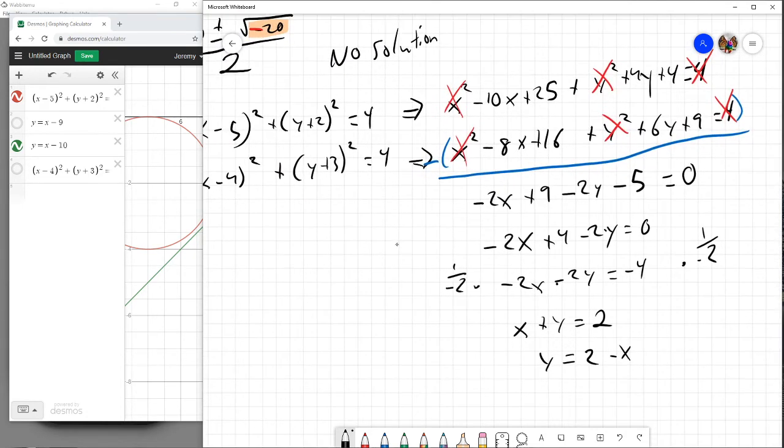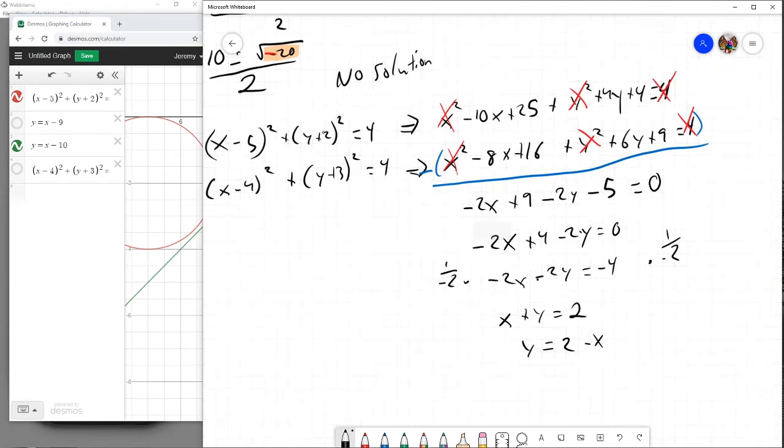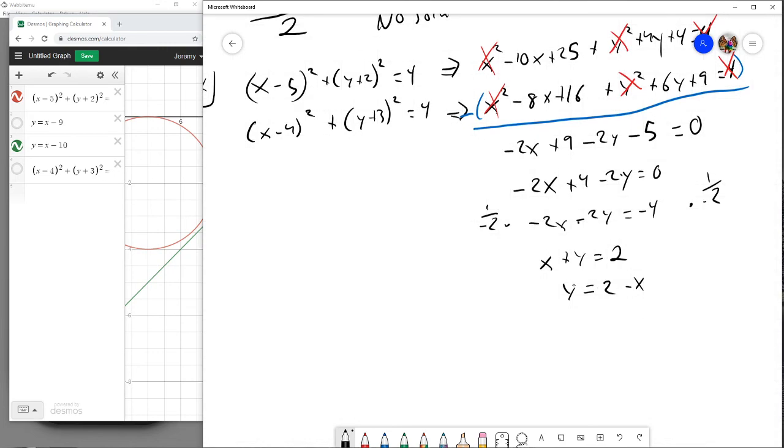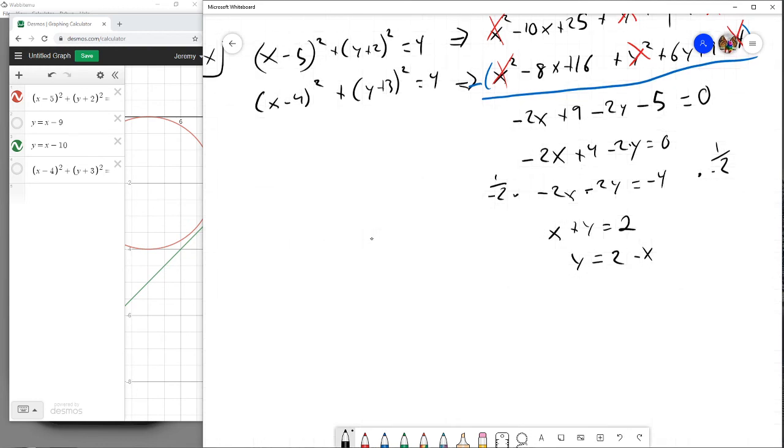So the key strategy that we did was we FOILed out all of these, and then we subtracted our two equations, and that allowed us to find what y is rather painlessly. And with this rather painless expression, we can plug it back into one of our equations. I'll just plug it into the bottom one. So this 2 minus x is going to be plugged in right here.